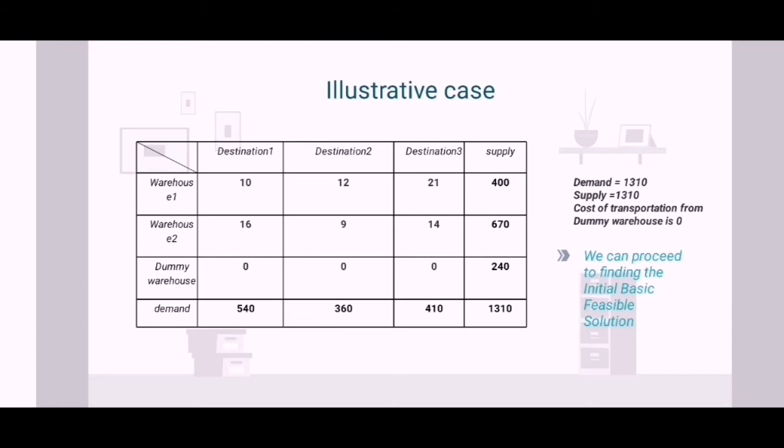In my report, I used two methods for finding the initial feasible solution. The first method is the Northwest Corner method, and the second one is Vogel's approximation method.